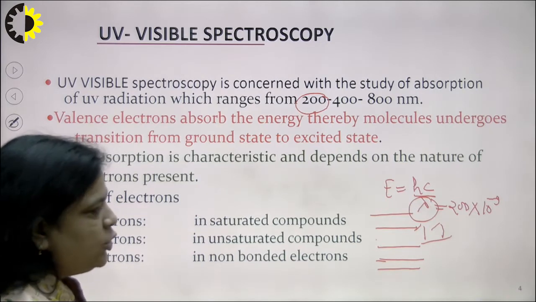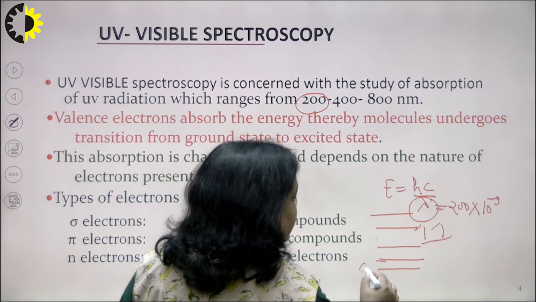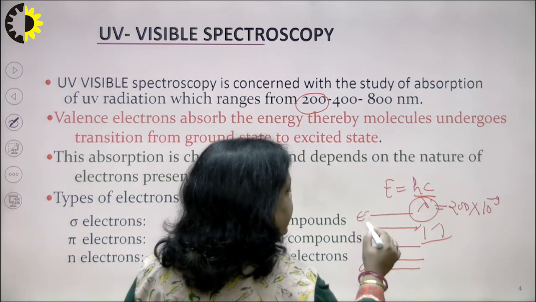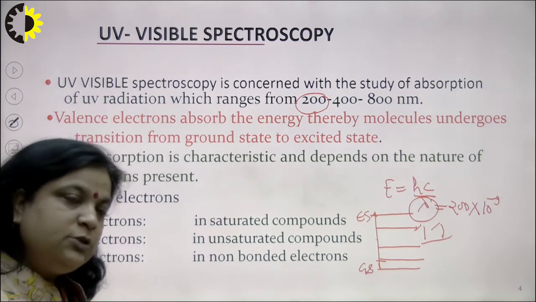Generally, on absorption of UV visible radiation, the transition from the ground singlet state to the excited singlet state occurs, that is, with retention of spins. So, spin remains the same.